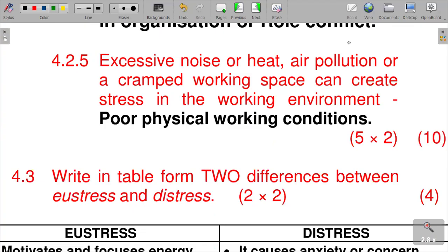Excessive noise or heat, air pollution, or a cramped working space can create stress in the working environment. What is the cause of stress? Poor physical working conditions. Excessive noise, heat, air pollution, or a cramped working space can create stress in the working environment. It is caused by poor physical working conditions.